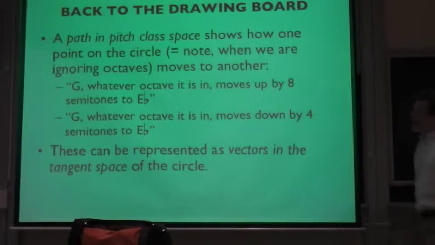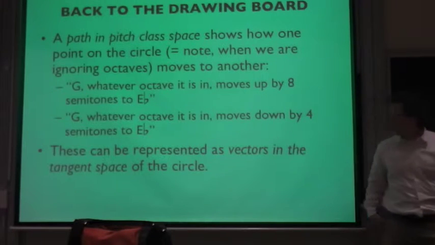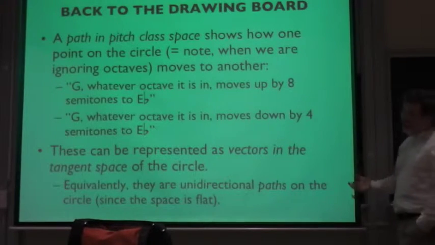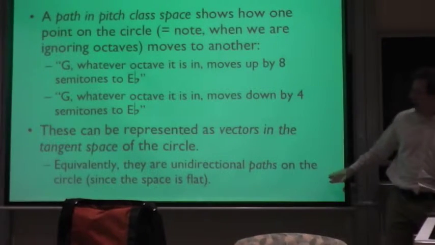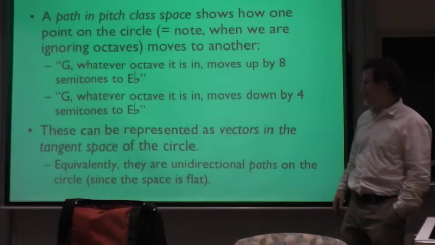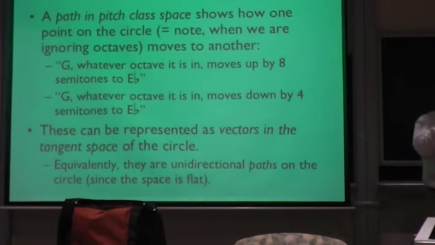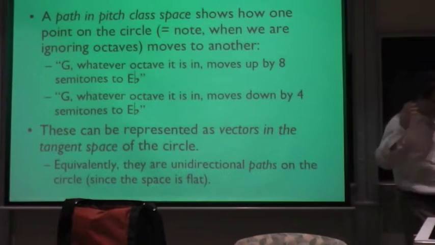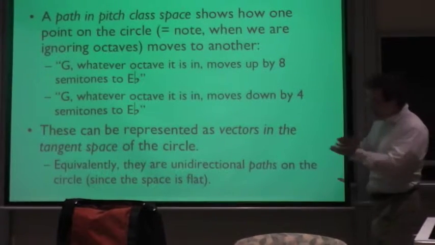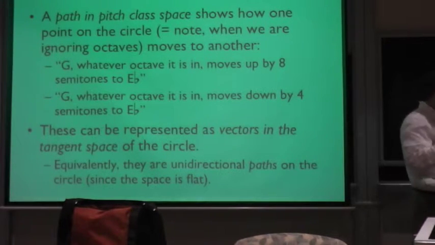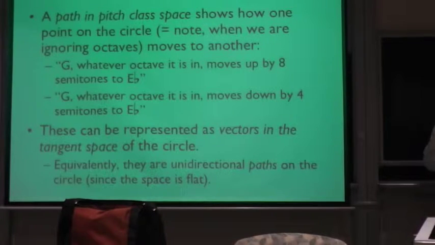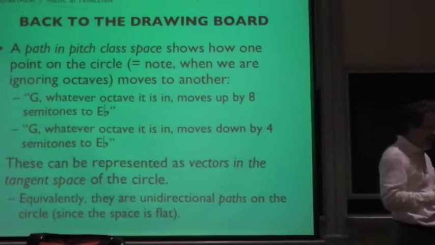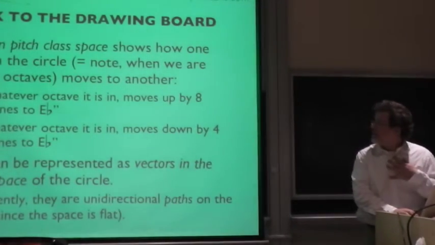Now, from a mathematical point of view, these are probably most naturally represented as vectors in the tangent space of the circle. In musical cases, we can also think about these things as unidirectional paths on the circle, since the space is basically flat. So there's sort of two directions that you can go here. One leads toward vectors and differential geometry in the tangent space, and the other is about paths in the space and leads toward things like homotopy theory and working that out on orbifolds. And they both basically work because musical space is a pretty simple space. There isn't an analog of curvature in most of the cases that you have to deal with.